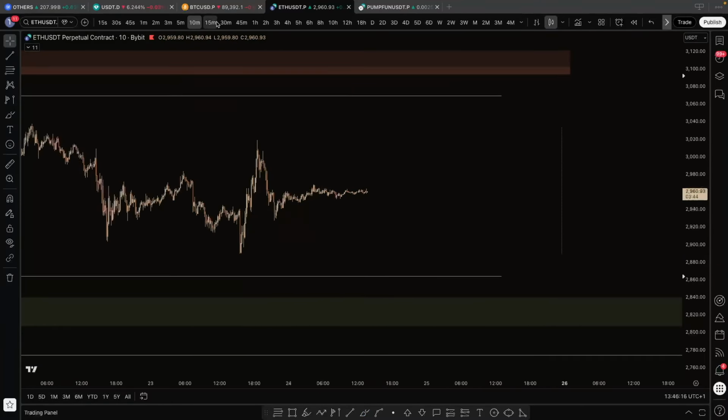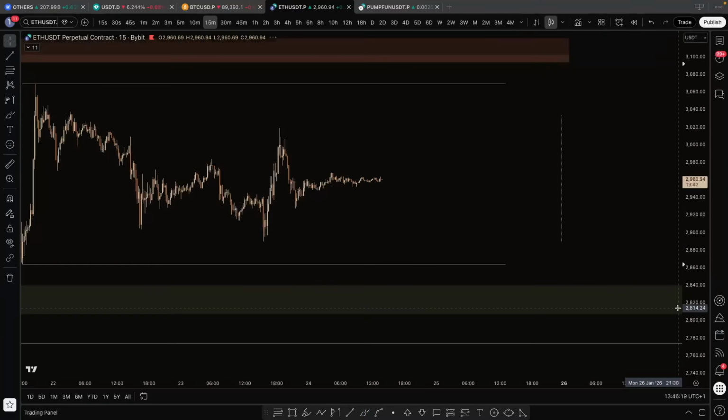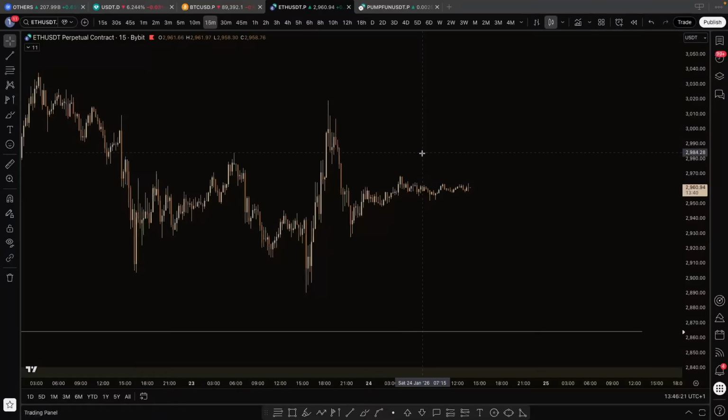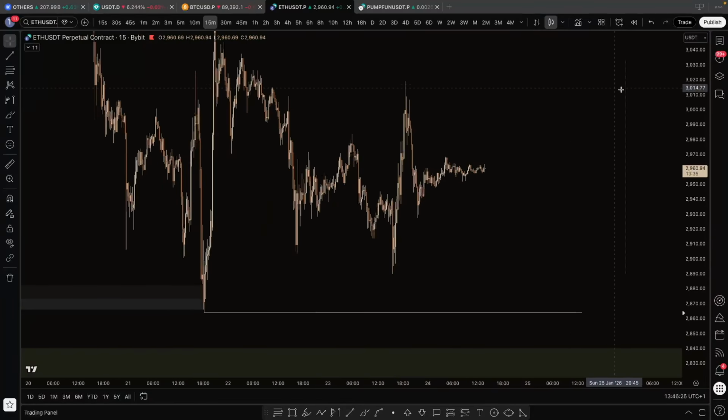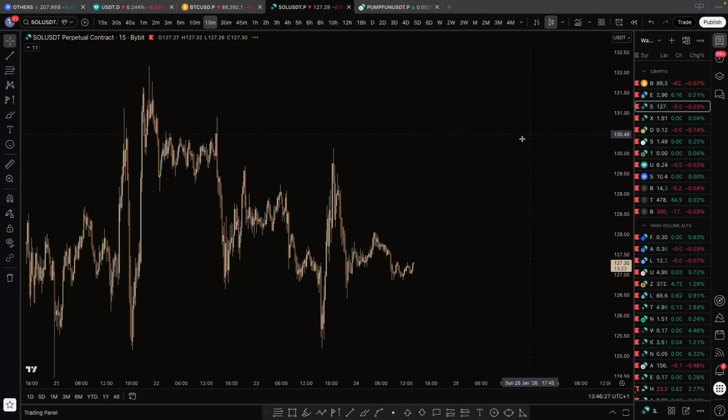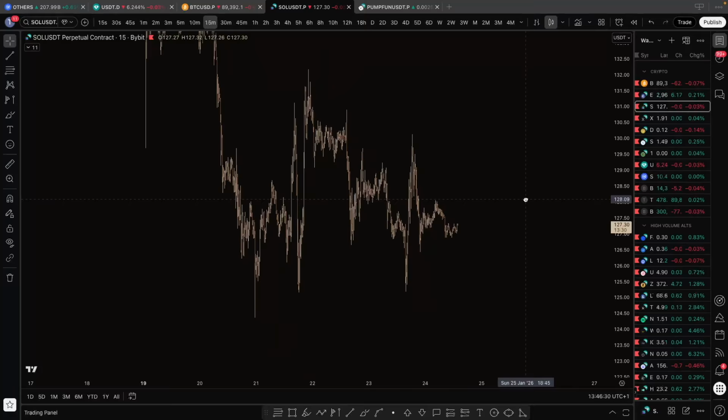Yeah, I wanted to draw the low time frame supply you have there. This is just shit. I cannot make anything up for this price action. I cannot. Solana.